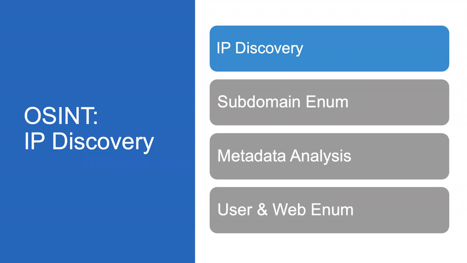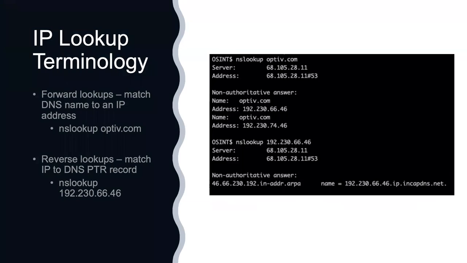Okay, we're going to go ahead and focus on IP discovery. And one of the things that you'll need to know about IPs is some of the terminology behind that. So whenever we're referencing forward lookups, that's when you're doing a match or a lookup from the DNS name of a record to its respective IP address. In this case, using NSLookup against the optiv.com domain.